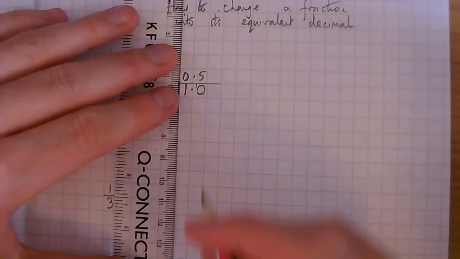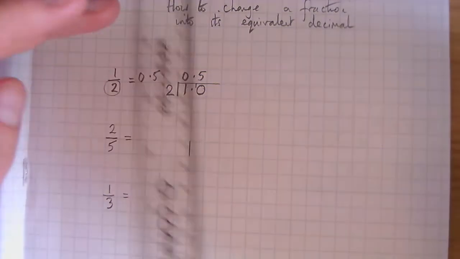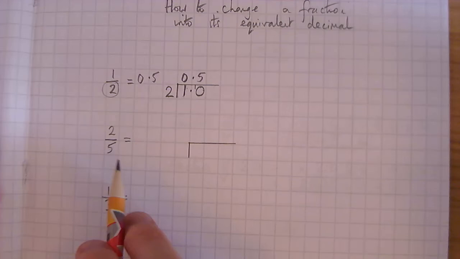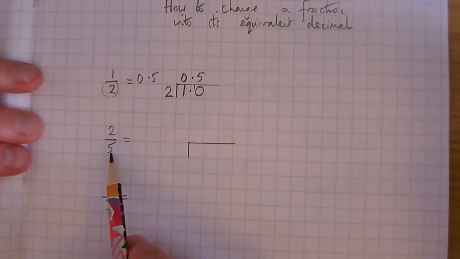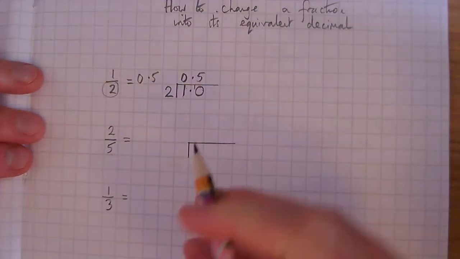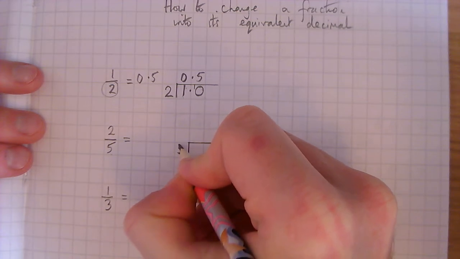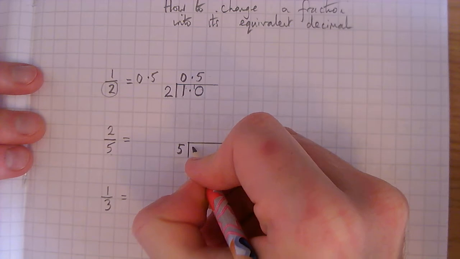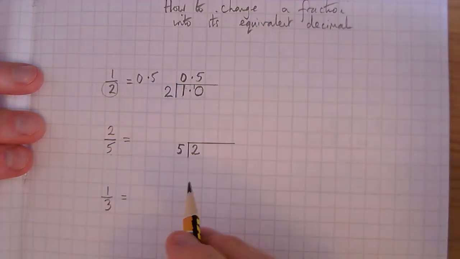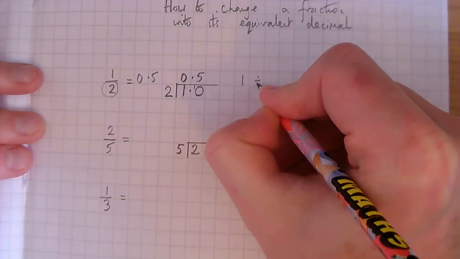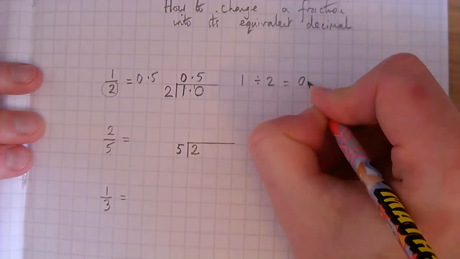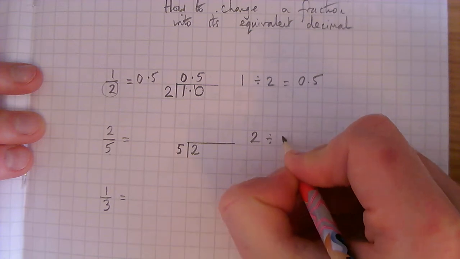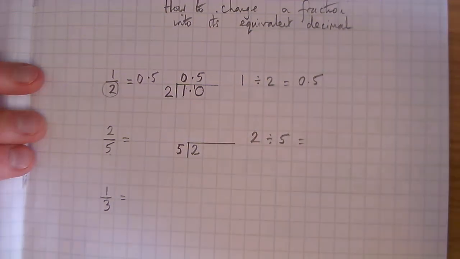Let's look at another example, 2/5. Exactly the same method. The denominator is 5, so that becomes our divisor, and our numerator becomes our dividend. So what we're really saying up here is 1 divided by 2 equals 0.5, and again here it's 2 divided by 5. That's the question that we're doing, isn't it?